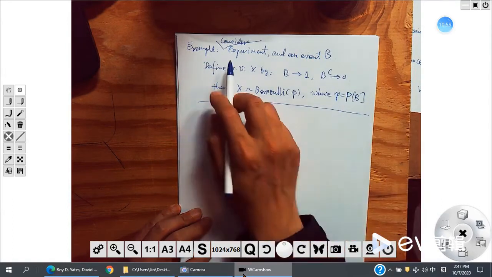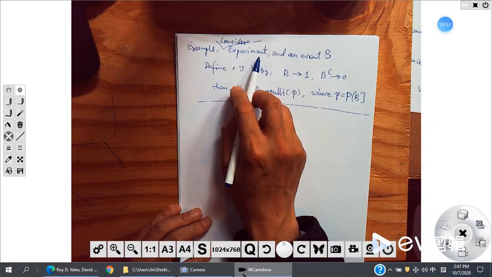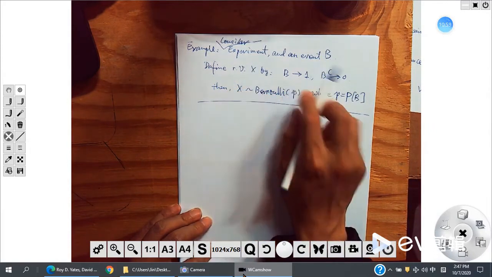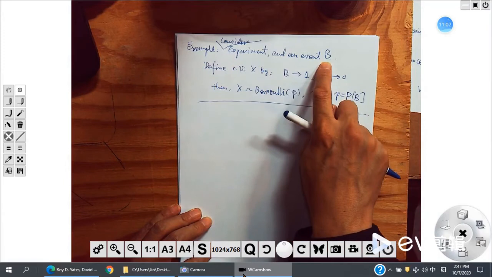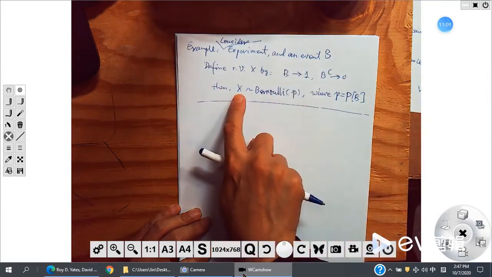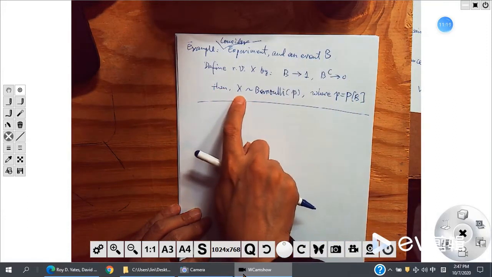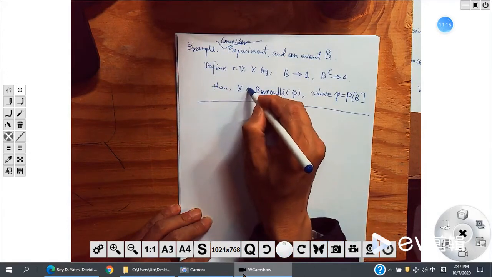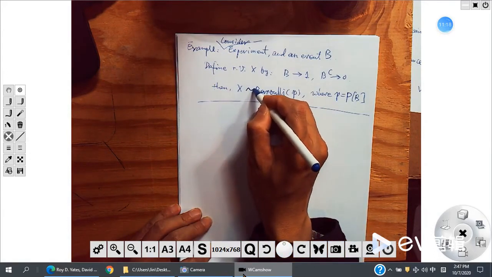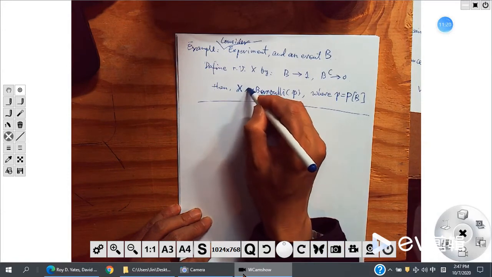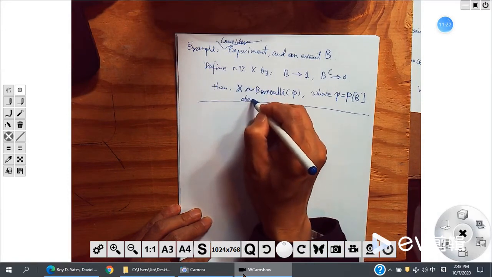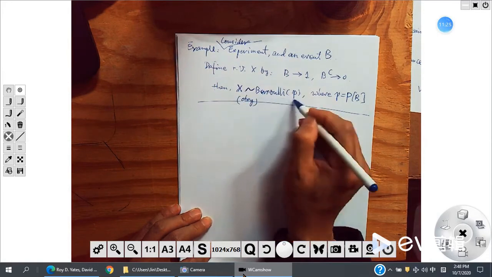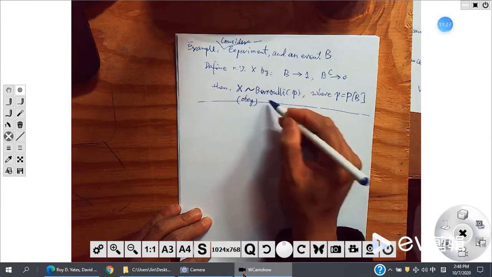The experiment itself may be very complex, but when you pay attention to B, you want to know whether this B happened or not. This is what you want, right? Then you can have a Bernoulli distribution. You can have X which has a Bernoulli distribution, and here I use this notation. You can always use it like that: some random variable obeys a kind of distribution. Now it's a Bernoulli(P) distribution.